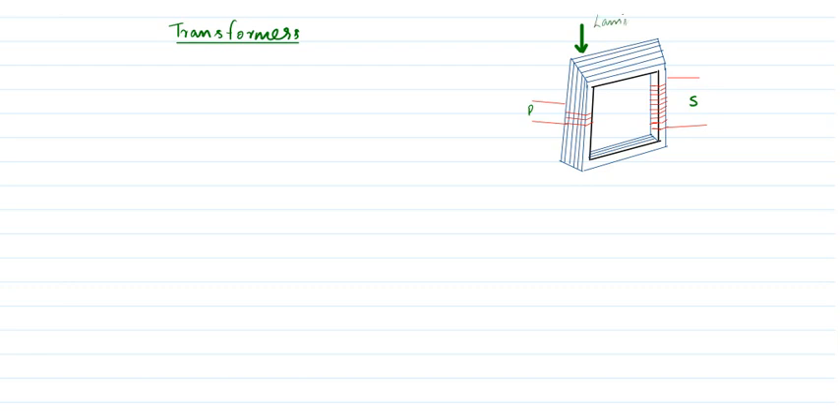In this picture you can see the two coils, primary and secondary, wound on a soft iron laminated core. The alternating voltage which is to be transformed is connected to the primary, while the load is connected to the secondary. That is how we make the arrangements.